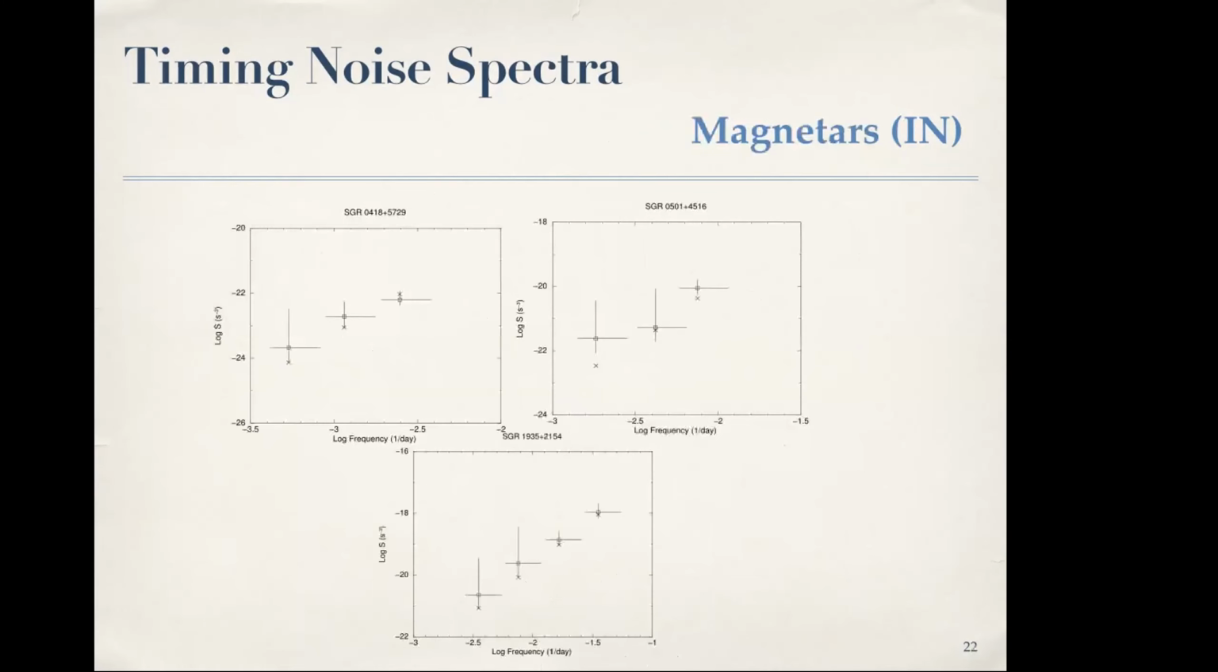And here is the last group of power density spectra of magnetars, which are characterized almost completely by their instrumental noise. Their noise strength estimations go alongside with their instrumental noise.